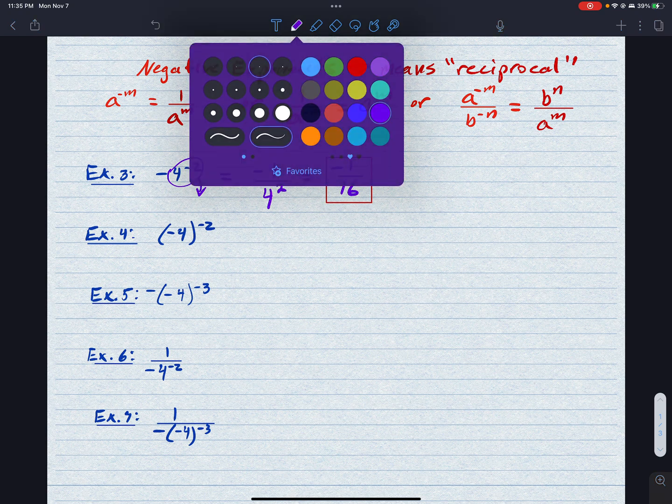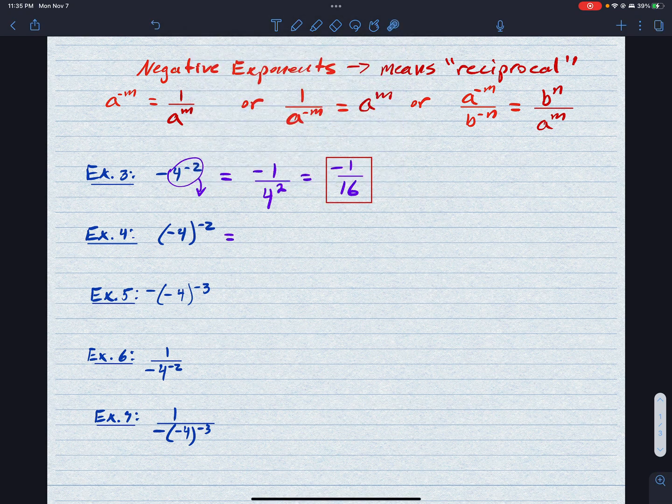In the next problem, the negative is moving with the 4 because it's in parentheses, and it's all raised to the negative exponent. So this is 1 over negative 4 squared. Notice that negative did not change signs. Only the exponent changes its sign when the expression shifts. Only the exponent. So this negative 2 turned into a positive 2. But the negative in front, that's not reciprocal. That's literally the negative of 4, the opposite of 4.